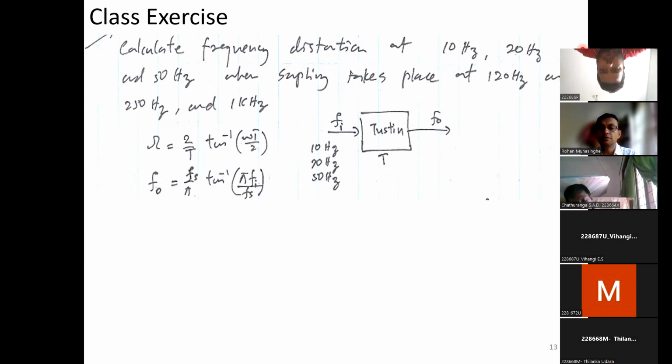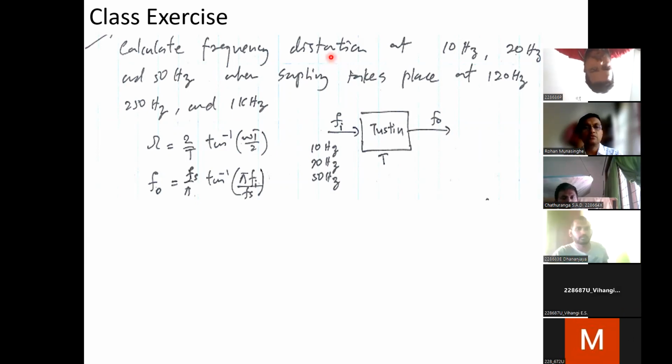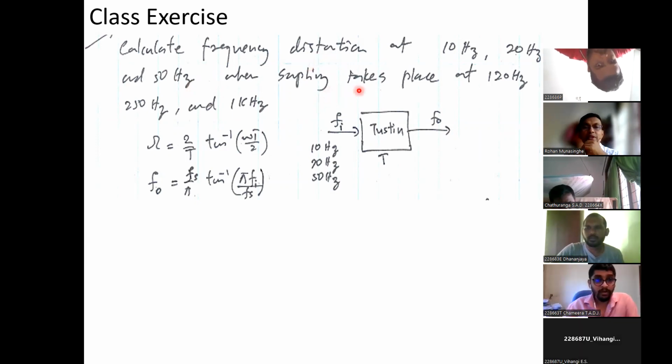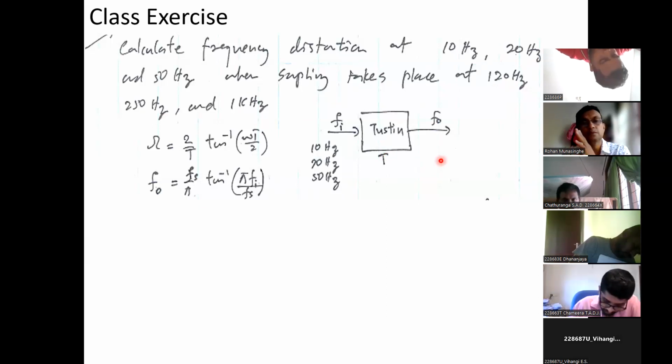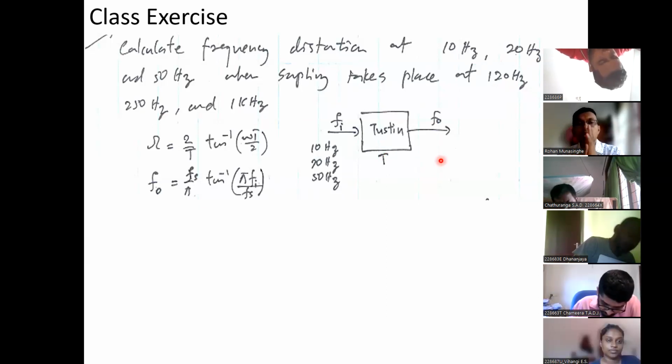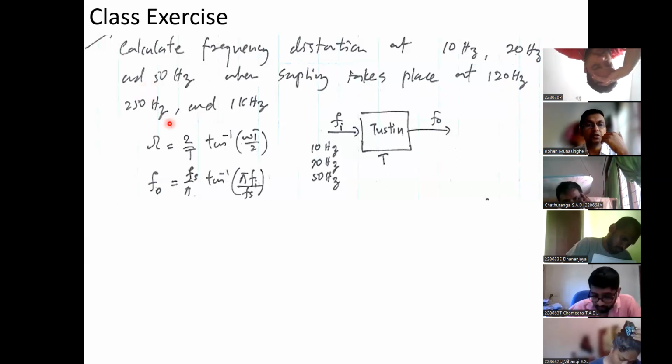Right. So what have we got here? Calculate frequency distortion of 10 hertz, 20 hertz, and 50 hertz when sampling takes place at 120 hertz and 250 hertz and 1 kilohertz. So what is it? So there are three signals, right? 10 hertz, 20 hertz, and 50 hertz, right?